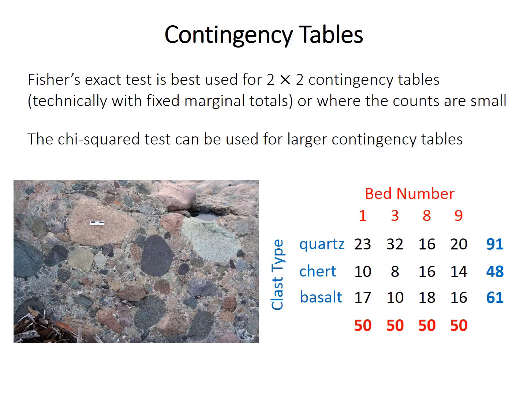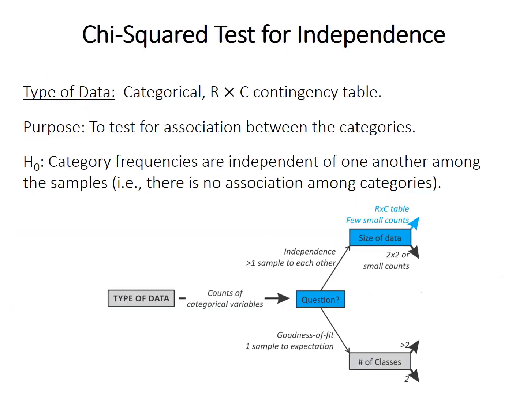So the previous video discussed Fisher's exact test, which is also a test for independence. And you should use it if you have a 2x2 contingency table, even if the assumption of fixed marginal totals isn't met. As we'll see in a minute, the chi-squared test isn't well suited if some of the counts are very small, and so Fisher's exact test may be better in that case. The chi-squared test does, however, work best for larger contingency tables where nearly all or all of the counts are at least 5, like the example here of rock types in 4 conglomerate beds.